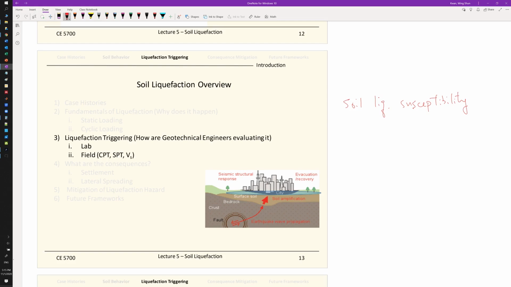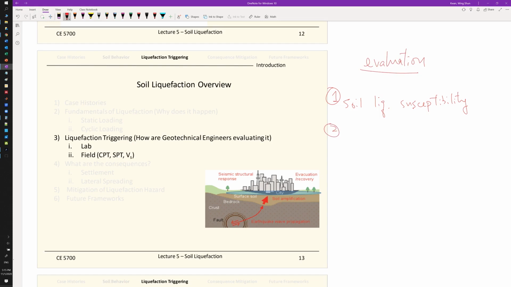So when we talk about the susceptibility, it is about the soil type and also the groundwater, whether your soils will be saturated or not. So that's our first step. So this becomes very important when we talk about the evaluation of soil liquefaction.